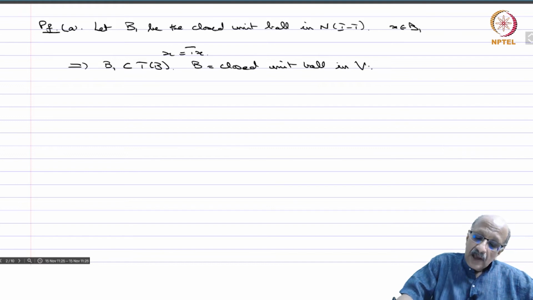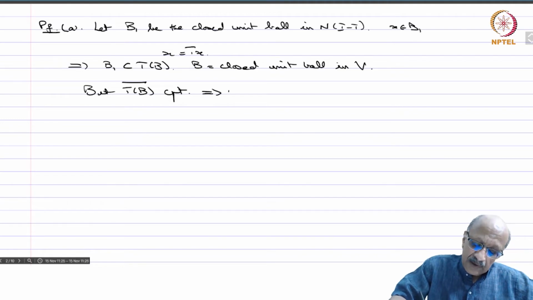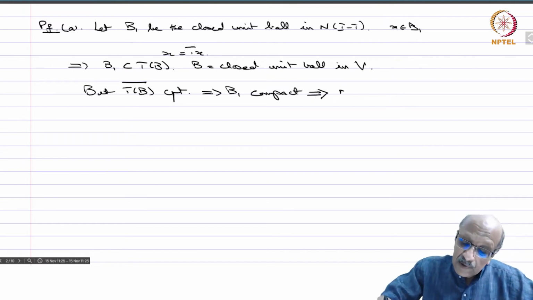After all, N(I minus T) is a subspace of V, so B1 is a subset of B, and if you take x, then x is equal to T of x, so it is T of something. So B1 is contained in the closure of TB, which is compact, and B1 is a closed subset of a compact set, and therefore B1 is compact. And if the closed unit ball is compact, the space must be finite dimensional, so N(I minus T) is finite dimensional.